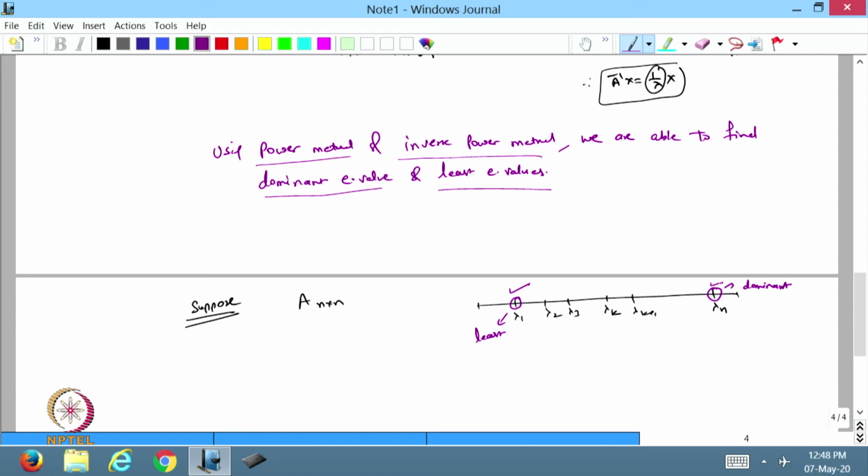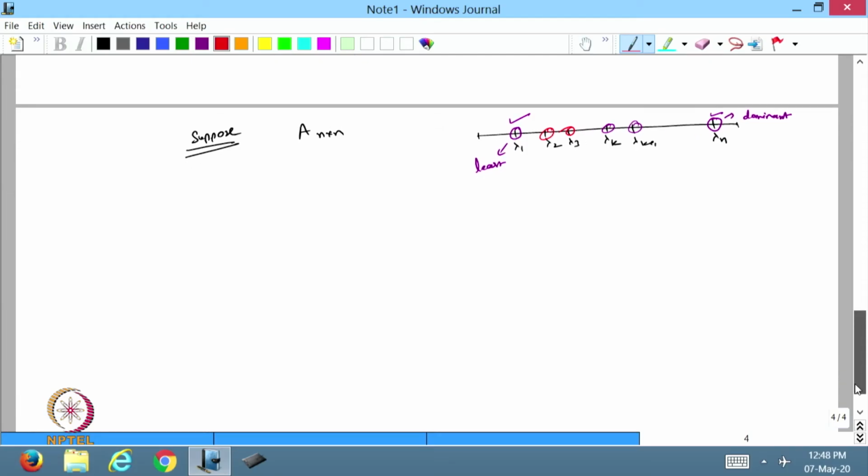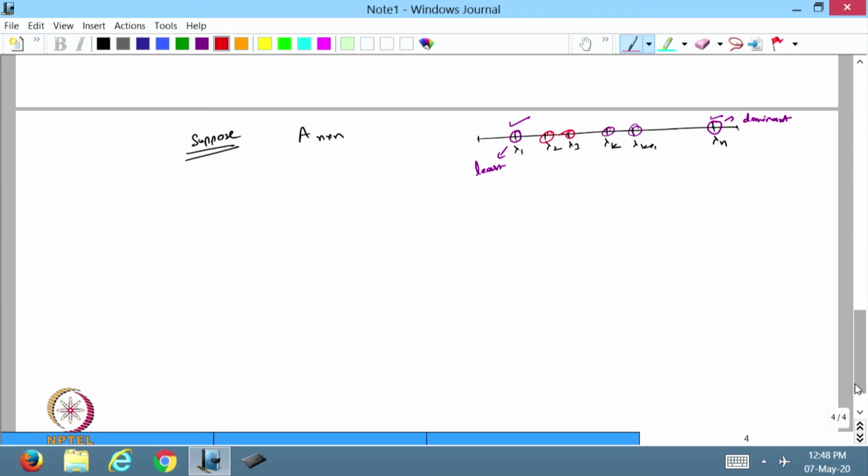Now, what will happen if I want to find one in between? Suppose I want to find this value. I cannot use my power method or the inverse power method to find the eigenvalues in between the maximum and the minimum. So, for this there is another very important method, and that is called the shifted inverse power method.